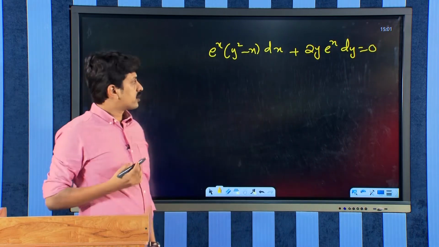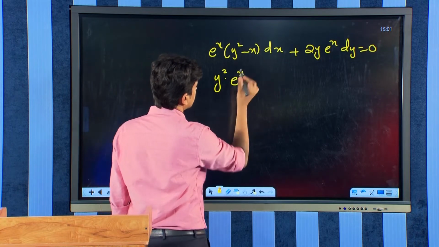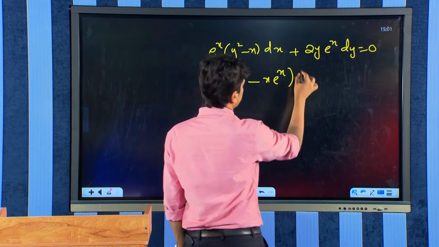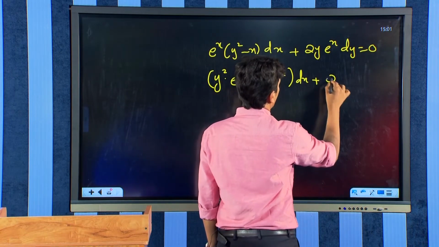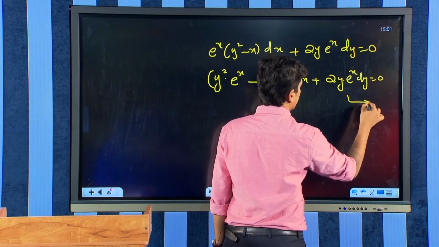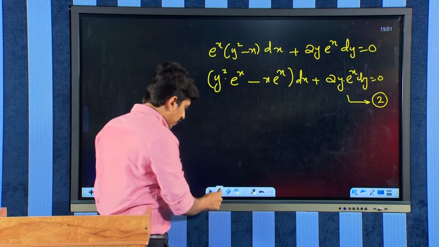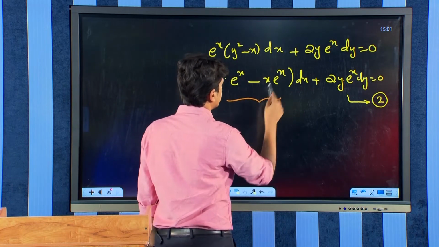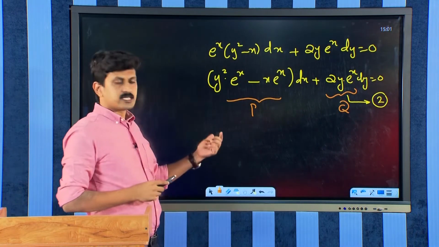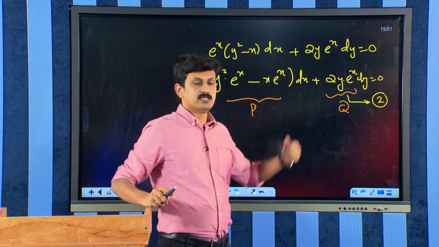Now, you may check, this is equal to y square e raised to x minus x e raised to x dx plus 2y e raised to x dy is equal to 0. This is the new equation, and I would like to put it as equation number 2. As we just discussed, this is P and this is Q. As we discussed before, instead of M we just used P, and instead of N we just used Q.